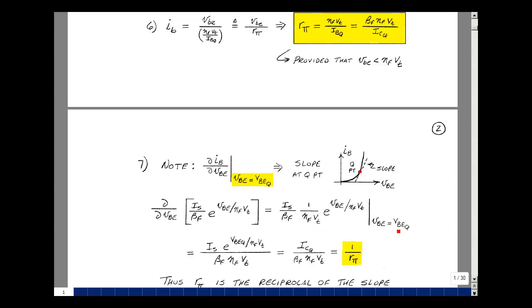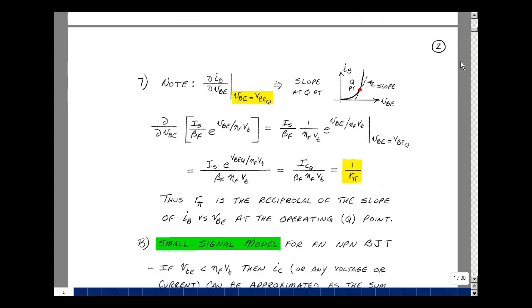Let's evaluate this at the Q point. Putting in here V sub BEQ, I have I sub s times this term divided by beta F and alpha F V sub t. This is our definition, though, of I sub C at the Q point on the previous page divided by beta F alpha F V sub t, and that's the expression over here, reciprocal. In other words, this is equal to 1 over R pi. R pi is the reciprocal of the slope of the I sub b versus VBE curve at the operating point.